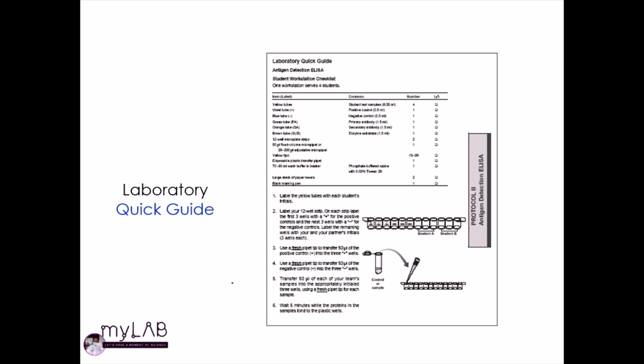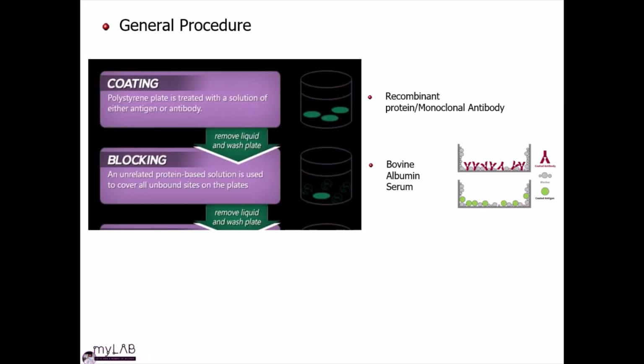Another important thing is that we need a quick guide of the laboratory test kit that we are using, and I will be doing one of them in the next lesson. So for the general procedure, I want to highlight 4 things. I probably have mentioned them before. There is what we are calling coating, where we treat our plate with a solution of antigen or antibody that we want to raise antibodies or antigens against.